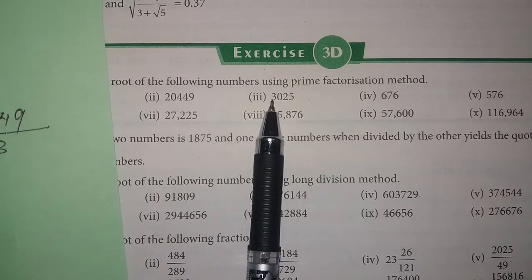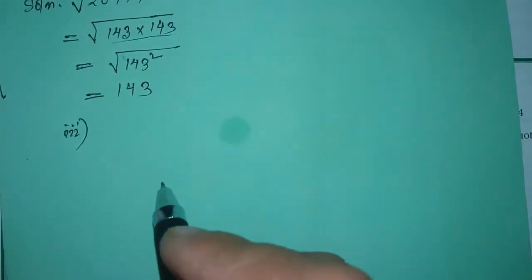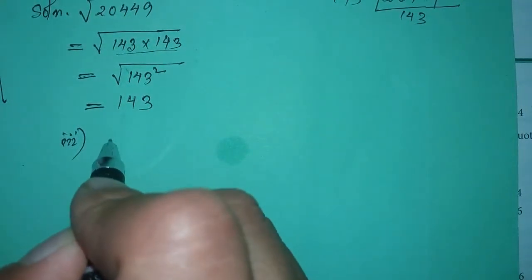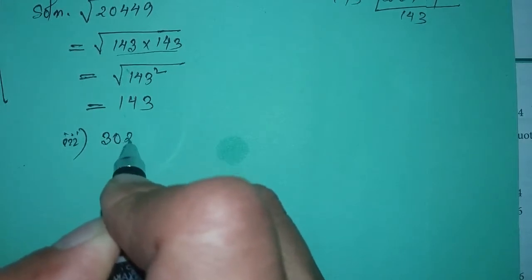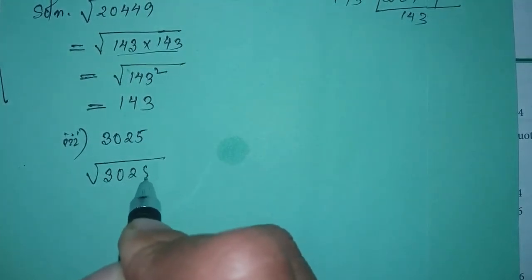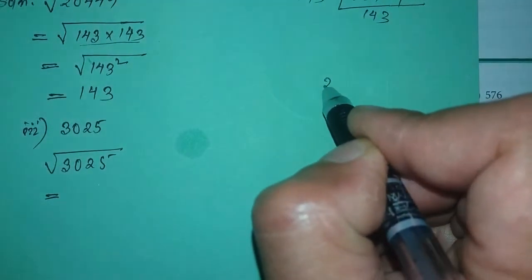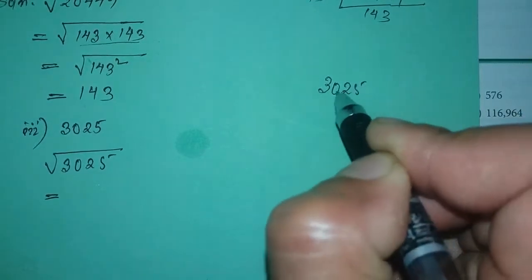3025, Roman number 3, 3025. Now the square root of 3025 will be... let's find the prime factors of 3025.